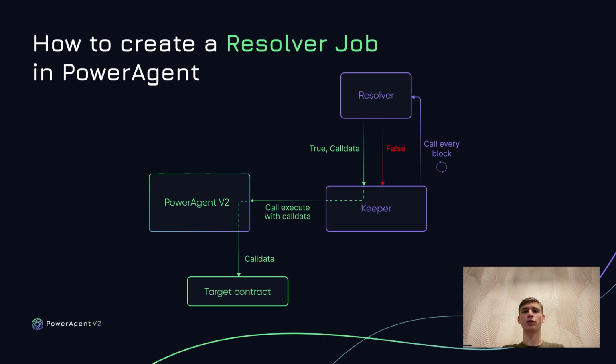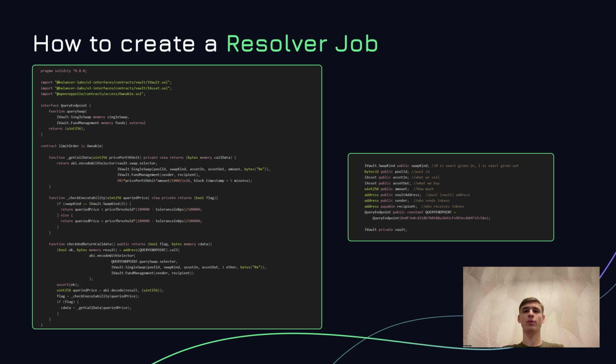Let's look at a resolver contract for a simple limit order on Balancer to sell Ethereum for xDAI with a predefined minimum price. The first thing we need to do is define the parameters: pool ID, types of assets, whether we want to sell or buy, the desired price, its slippage tolerance, the amounts, addresses, and so on. Select the Balancer pool and, of course, construct the contract.